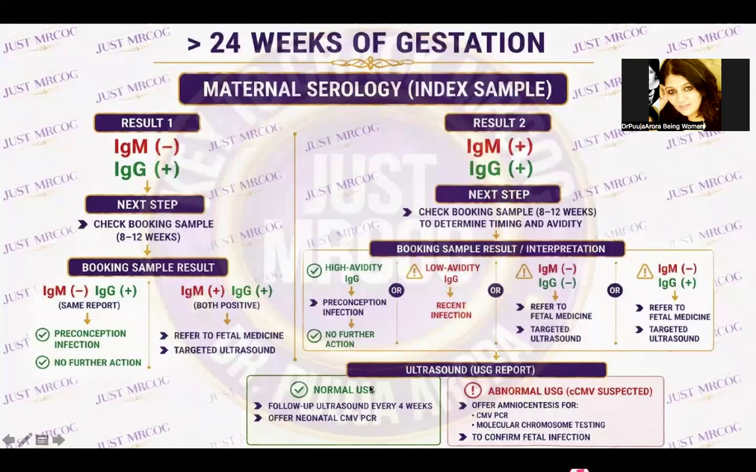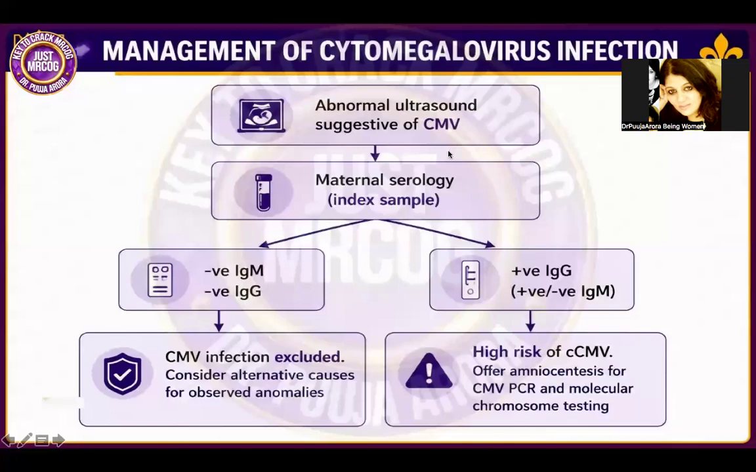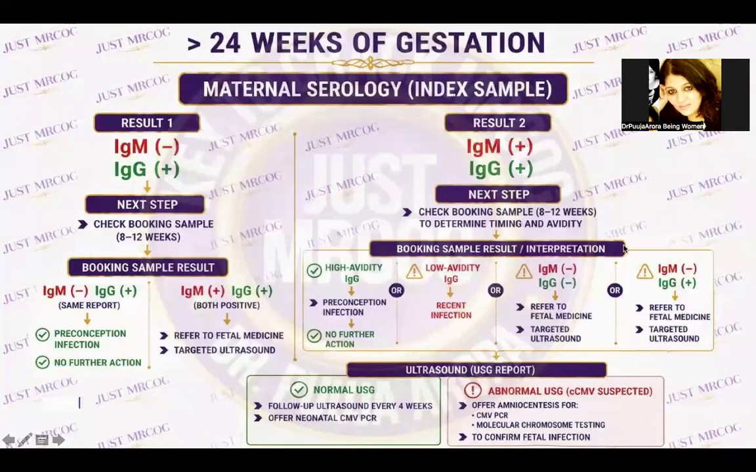If the ultrasound is normal, the ultrasound is always done by fetal medicine. Remember that. So every 4 weekly, this will be done only by fetal medicine. But if the ultrasound is abnormal and suggestive of CMV, then what are we going to do? We are going to do the index, simple IgG, IgM, and this. So here there are two things. First, we are doing this and then we are offering the ultrasound.